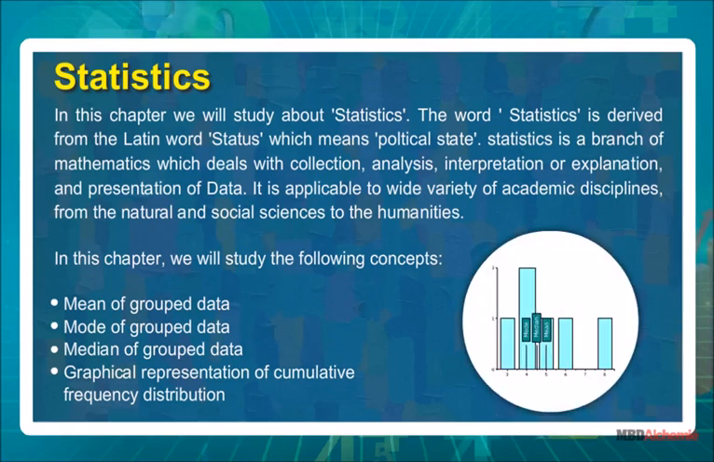In this chapter, we will study about statistics. The word statistics is derived from the Latin word status, which means political state. Statistics is a branch of mathematics which deals with collection, analysis, interpretation or explanation and presentation of data. It is applicable to a wide variety of academic disciplines, from the natural and social sciences to the humanities.